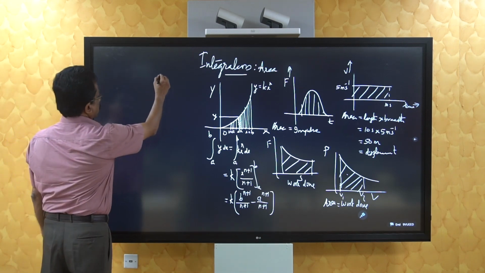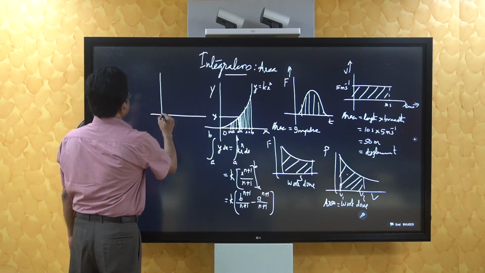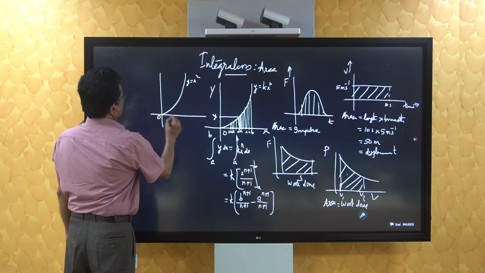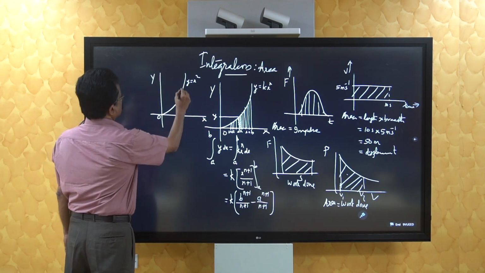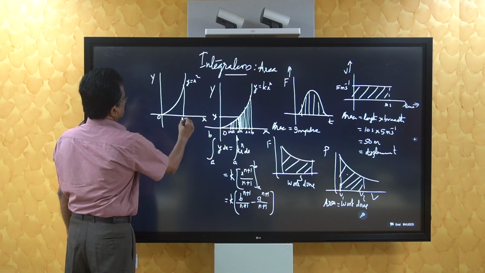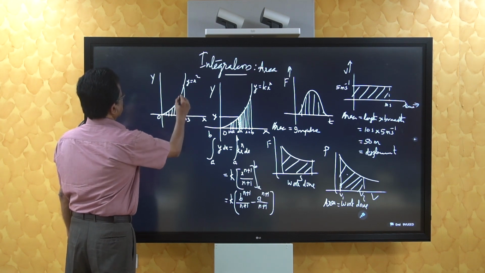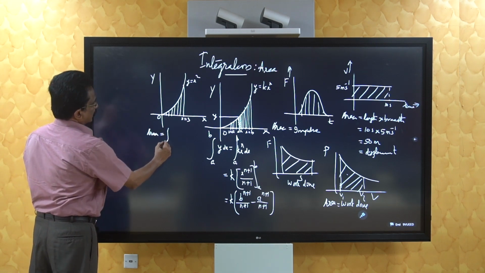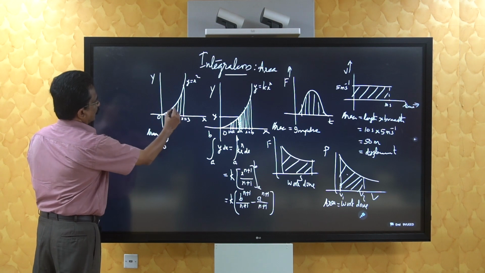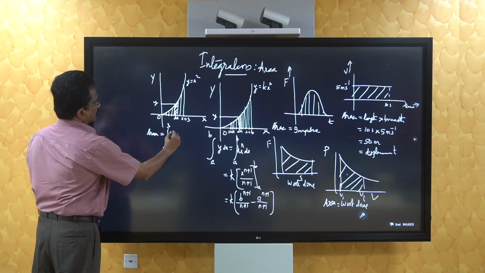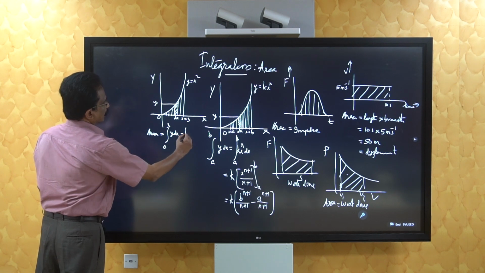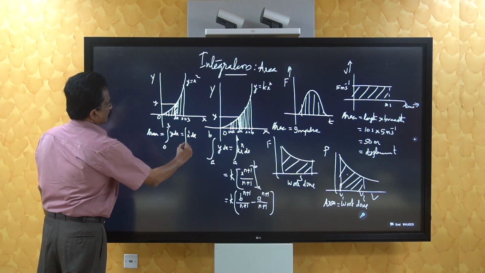Now let's do a simple example. Suppose I take y equals x square. I want to find the area from 0 to 3, where x equals 3. So I need the area under the curve from this position. Apply the same rule. The area is equal to the integral from 0 to 3. One strip is of width dx, height is y. So y dx is the area of the strip. The total is this, and I replace y by x square into dx from 0 to 3.